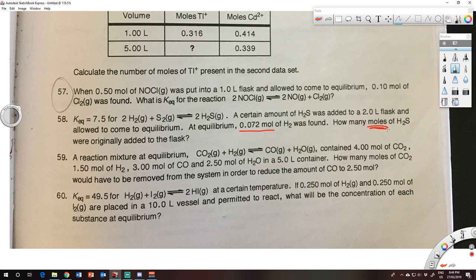59. Reaction mixture at equilibrium. It contains moles of stuff. How many moles of CO2 would have to be removed from the system in order to... Ooh, this is a good one. Let's do this one. I like this. So this was this one.